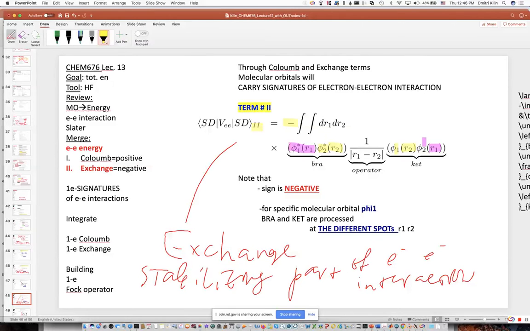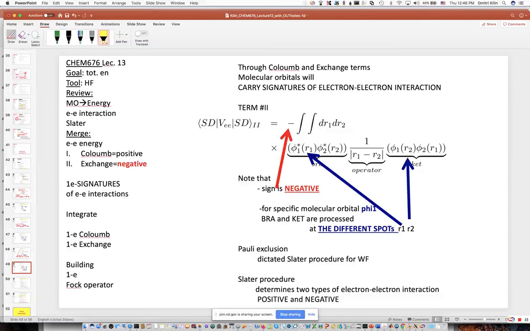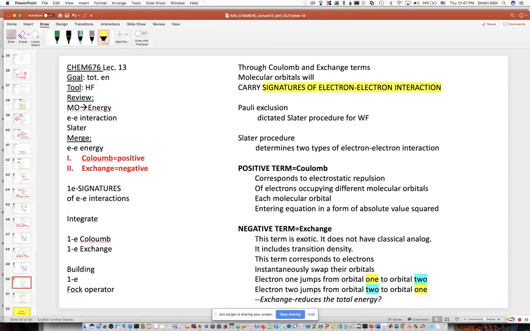Let me see if I have more slides, but I think we are arriving at the end. So here, electrons are swapped. On the place where it was 1, now we have 2. On the place where it was 2, there is 1. So it is an exchange between spots. The electron jumps from one orbital to another, and it is not an actual jump. It is just a consequence of the Slater determinant shape of the multi-electron wave function that we have accepted by democratic vote.